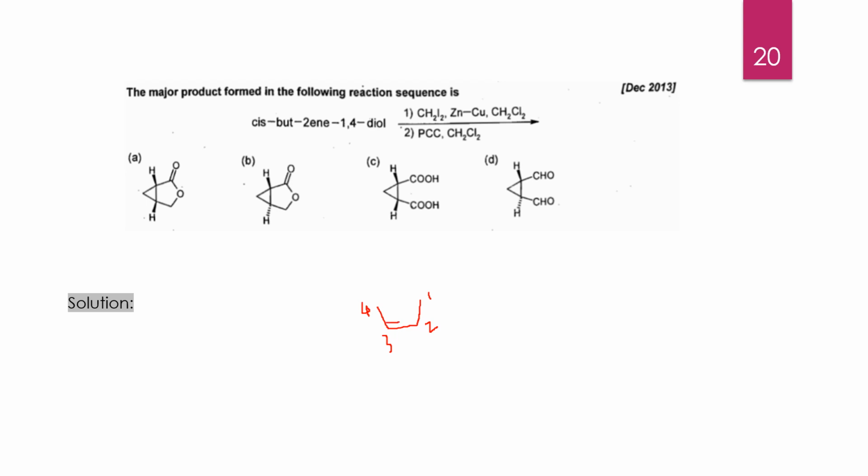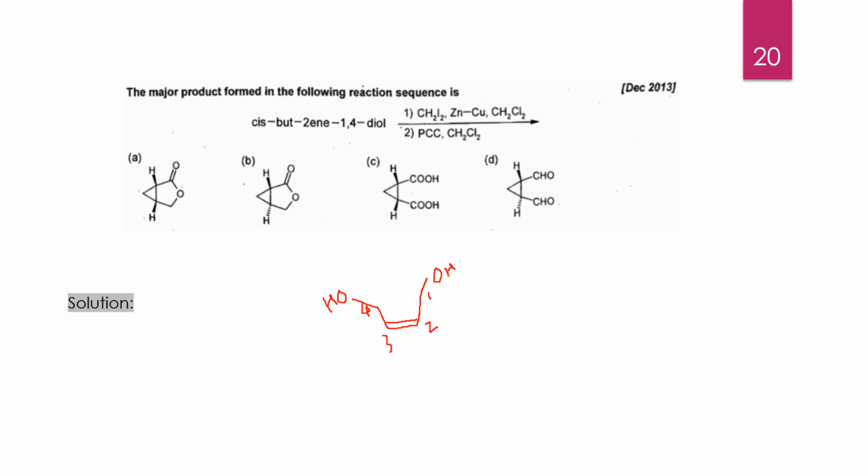So at the two position, there is a double bond, and 1,4-diol, at 1 and 4 there are two OH. So here there is an OH, there is also an OH. This is our substrate of this reaction.